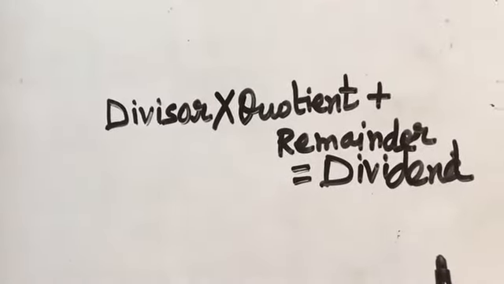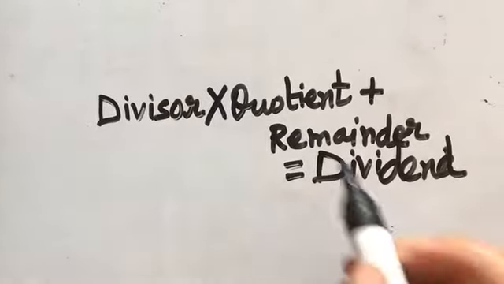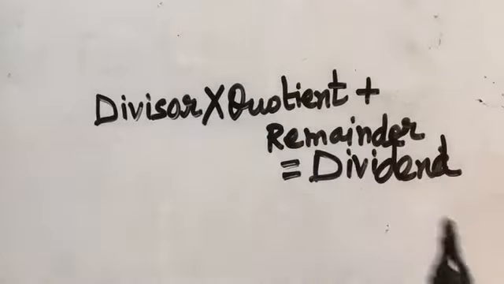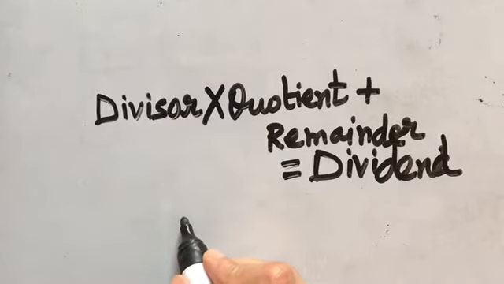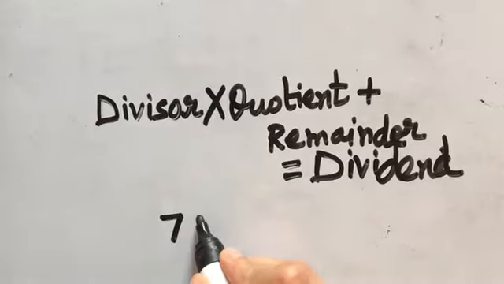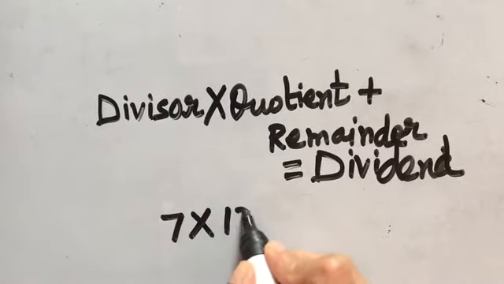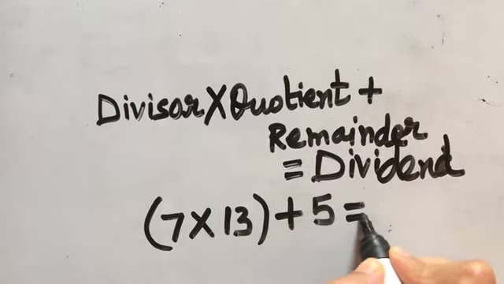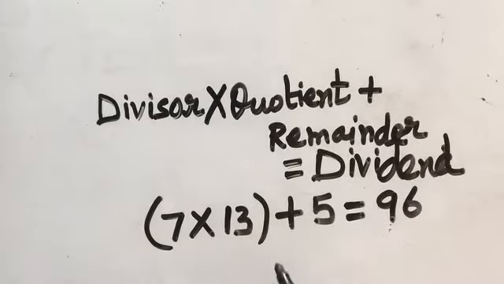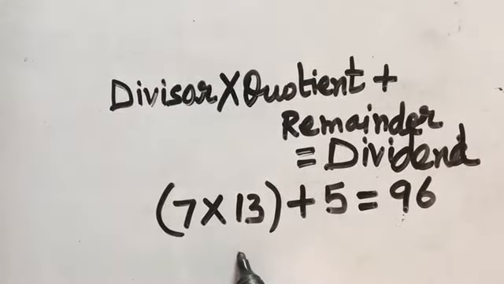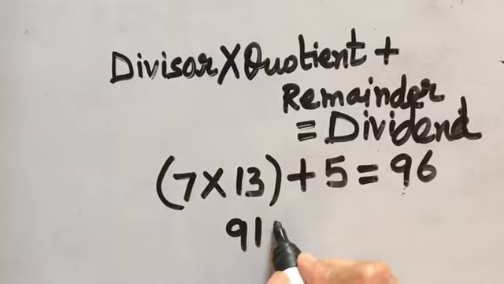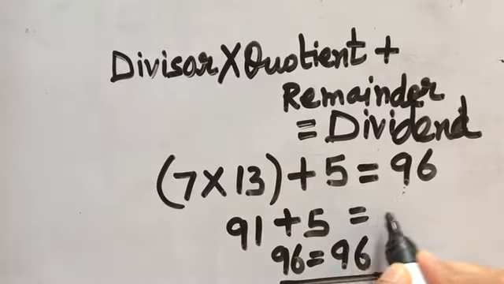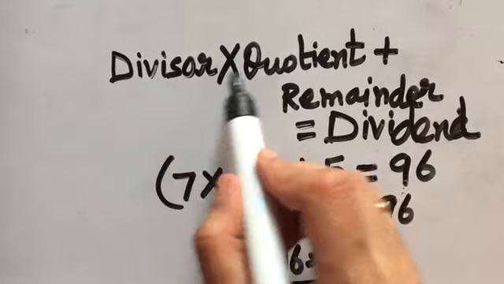There is a relationship between divisor, quotient, remainder and dividend. If we multiply divisor and quotient, plus remainder, it is equal to the dividend. Like in the last question, 7 was the divisor, 13 was our answer which was the quotient, plus 5 was the remainder, equal to 96, our dividend. So 13 sevens are 91, plus 5 is 96, equal to 96. This way we can prove that divisor multiplied by quotient.